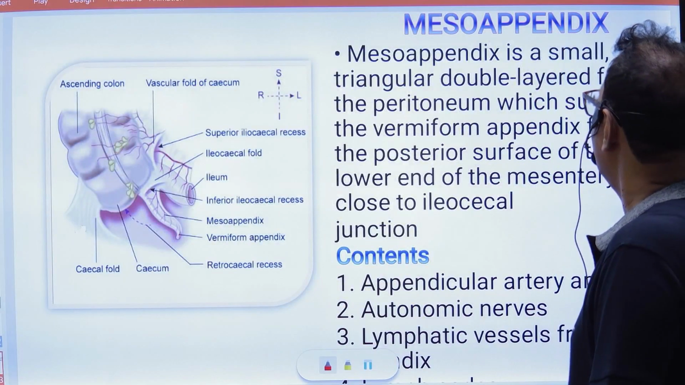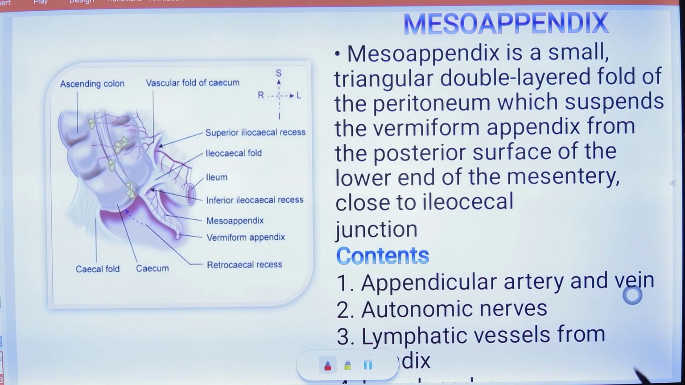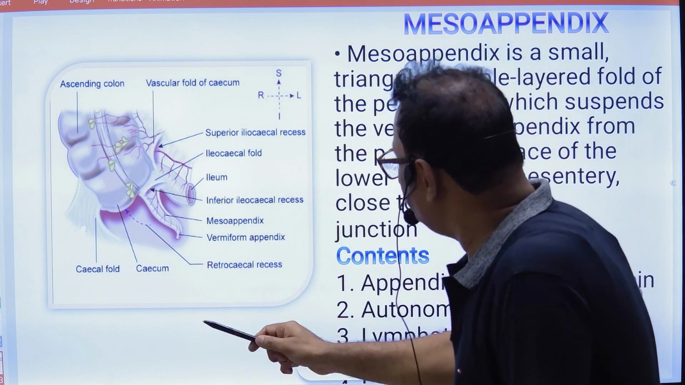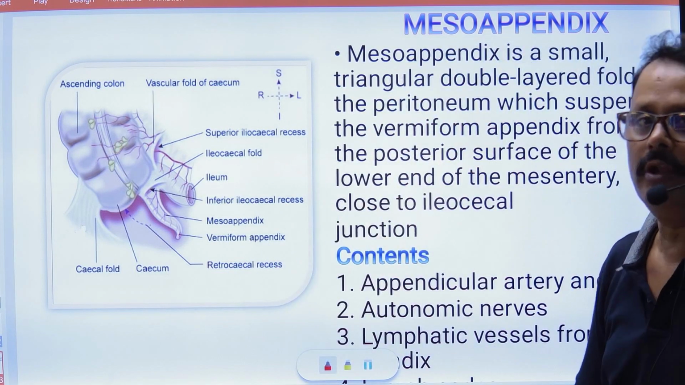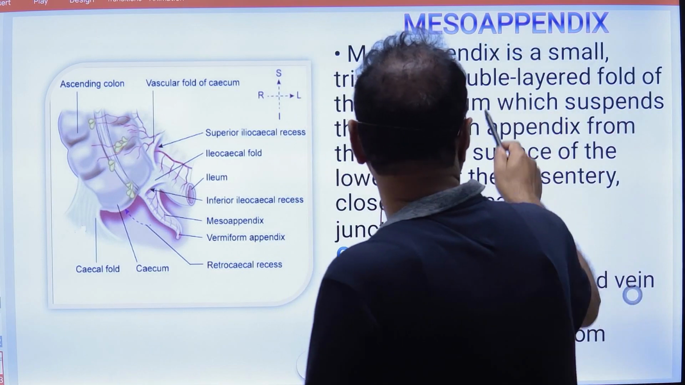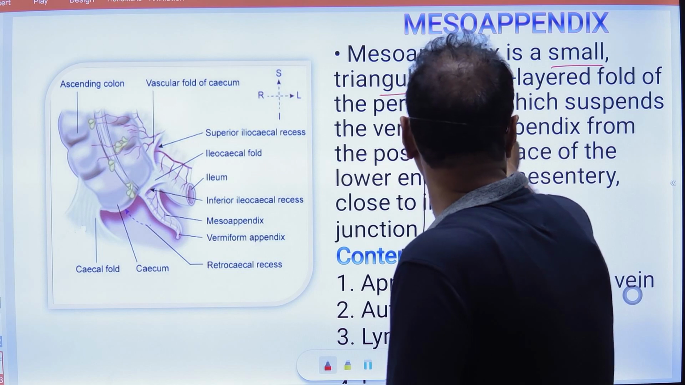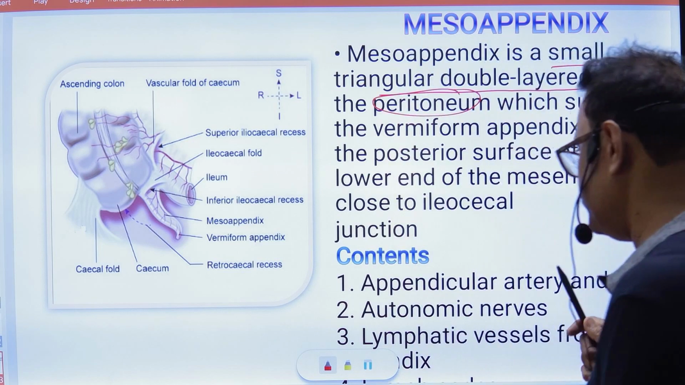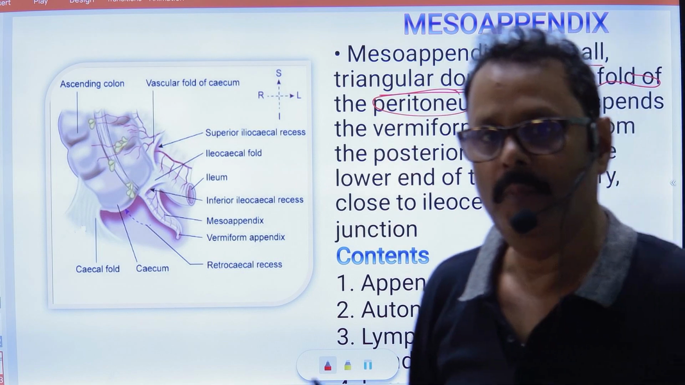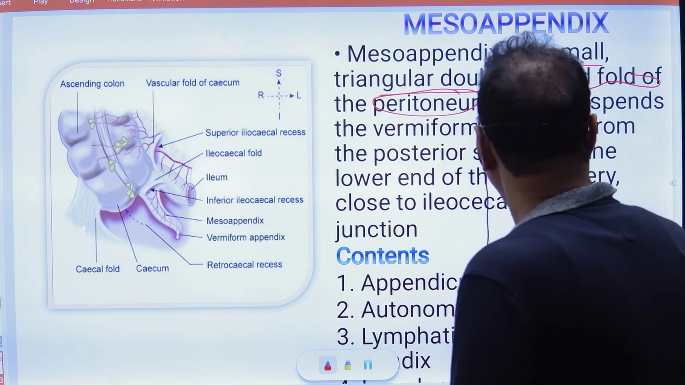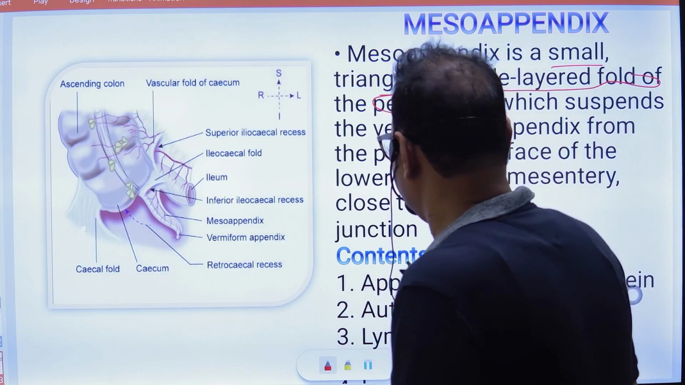Now we'll talk about the mesoappendix. As the name suggests, it is the fold of the peritoneum which suspends the appendix. It is a small triangular double-layer fold of the peritoneum. Whether it is mesentery, mesocolon, or mesoappendix, it must be a double-layer fold, and only then can it suspend any structure.